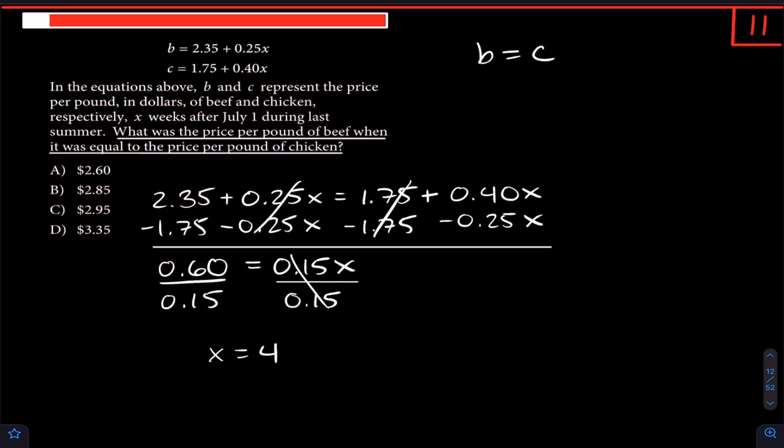Now, you'll notice that is not the answer here, because what we're asking for is not the time when B is equal to C. We're asking what the price is per pound when B is equal to C. So we've got to plug this x equals 4 back into one of these two equations. I'm going to plug into the B equation, because it's going to be really nice if we multiply this guy by 4.